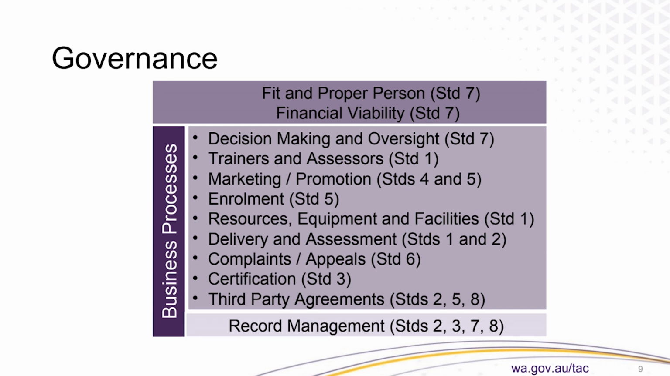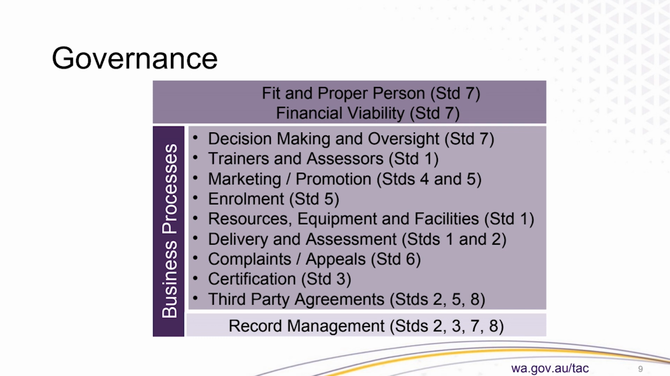Once you become an RTO, then we start to look at the business processes that you put in place to manage the other aspects of what you might be doing. So things like decision making and oversight, how does that happen in an organisation? Who are the trainers and assessors that you're going to use? How are you going to market and promote your services to potential clients? When you enrol people, how do you do that? And when we start to think of vocation that we talked about earlier, that was the unconscionable conduct that the ACCC was talking about, those 2, marketing, promotion and enrolment.